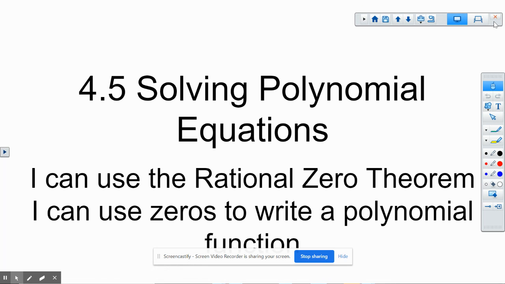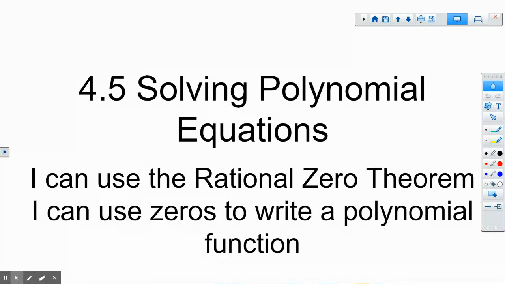Section 4.5 is about polynomial equations. We're going to continue using the things that we've learned about division and end behavior from the beginning of the chapter to tie things together. For solving polynomial equations, one of the things we're going to learn about is the rational zero theorem, which basically narrows down the possible rational solutions you have for equations. And also I can use the zeros to write the polynomial function.